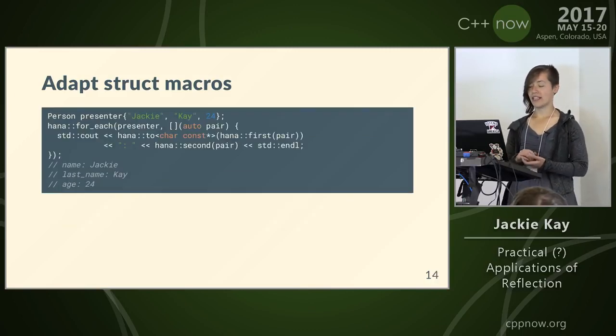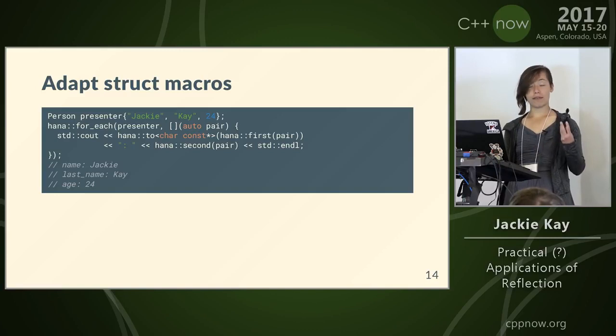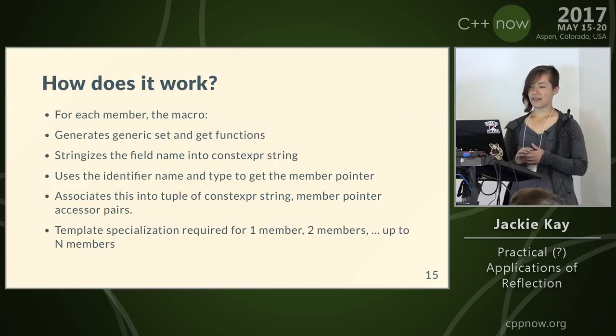So this is an example of how you'd use the result of this definition. Using this heterogeneous for each, you can write a generic print function where we can print the name of the field and the value stored in that struct. So this is a very brief overview of how it works. Actually, embarrassingly, the author of the macro I just showed is in the room, so if anything's wrong here, he can correct me.